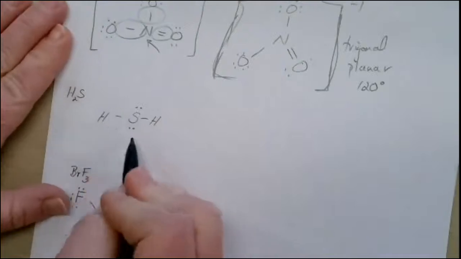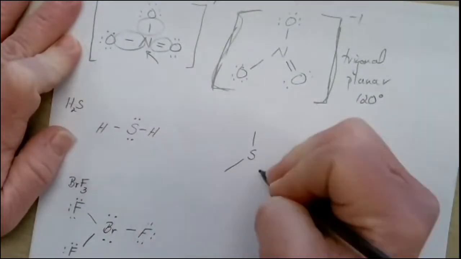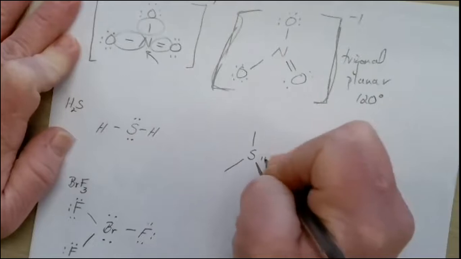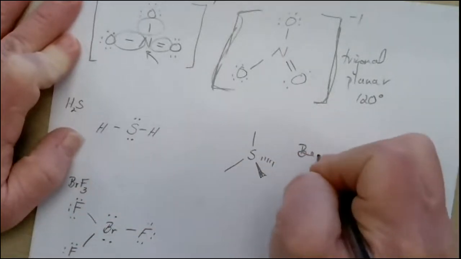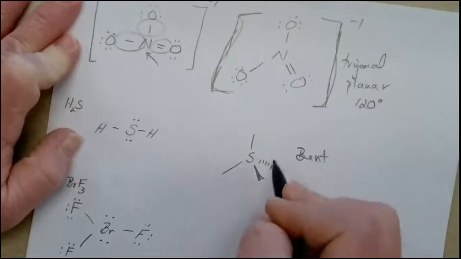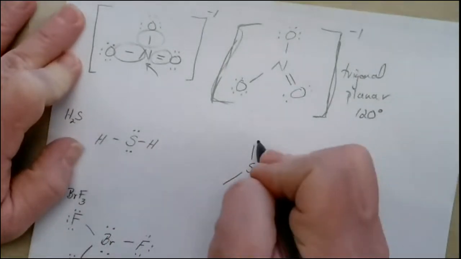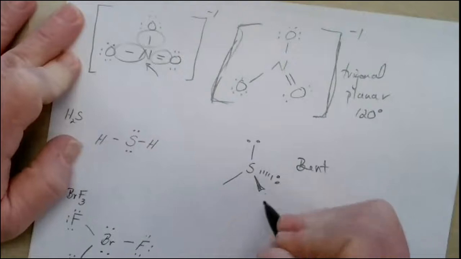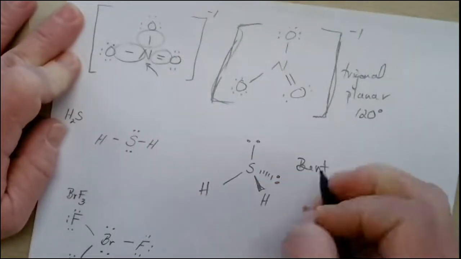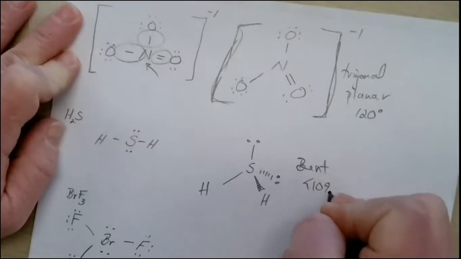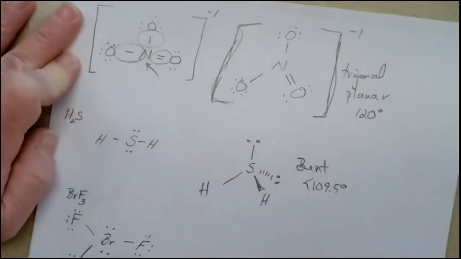Here we have 4 total areas of electrons. That's my tripod drawing. However, 2 are lone pairs. It is a bent geometry, not tetrahedral, but I draw it like it is. Your lone pairs, just put there, and how about there, and then your hydrogens. And we know this, because of the lone pairs, will be less than 109.5 degrees. No brackets needed because it's not charged.